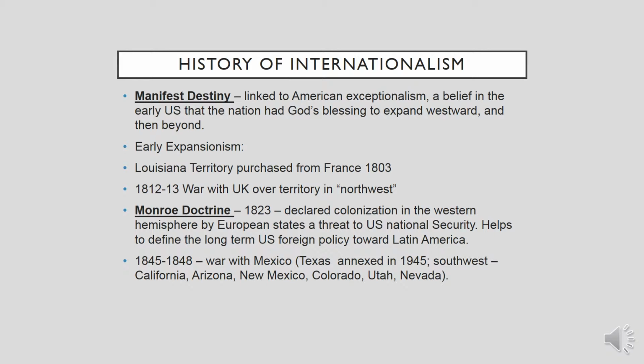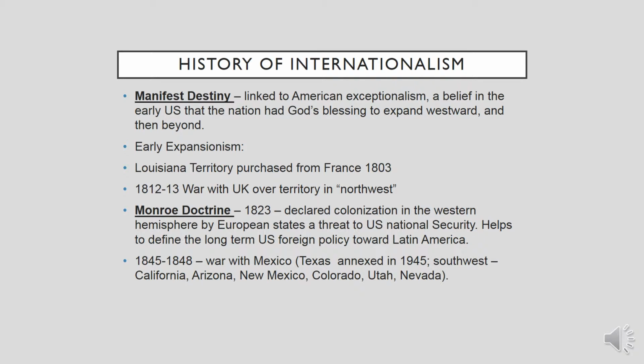But most of our history can be defined as internationalist or expansionist. So if we go back to the early 1800s, there's no better example of this than Manifest Destiny, an idea linked to American exceptionalism, that it was our duty from God, our ability from God to expand all the way from the Atlantic to the Pacific. And early expansionism includes the Louisiana Purchase, the 1812 war with the UK.